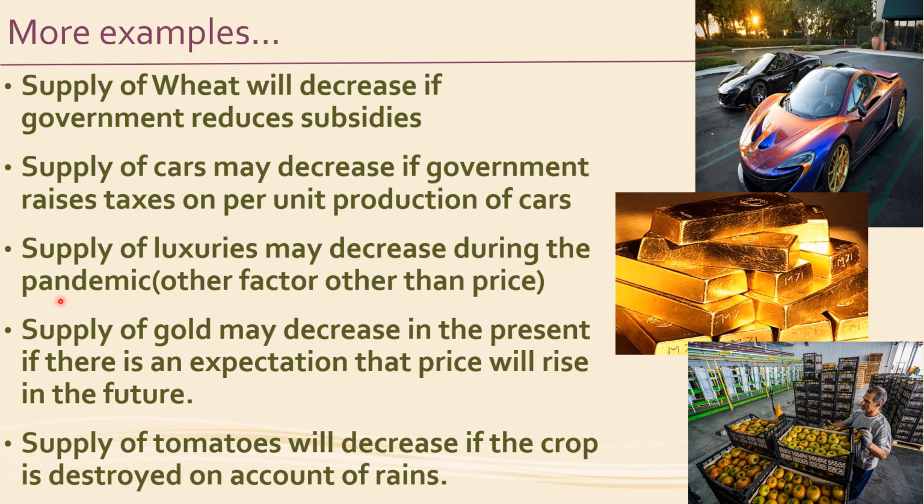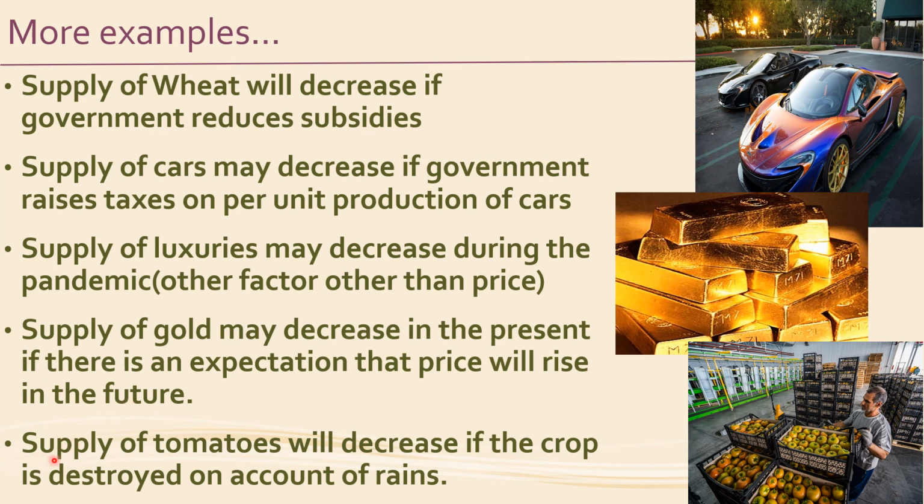Of course, we have not put it as one of the factors affecting supply, but there are many more factors affecting supply. We have taken just 8 of them when we were learning about factors affecting supply. But here you can see that there are many other factors other than price which could also affect supply. The supply of gold may decrease in the present if there is an expectation that price will rise in the future. So suppliers are less willing to supply more now because they know that the price of gold is expected to rise in the future. So they will supply more when the price rises in the future. But now at the existing price, they are less willing to supply more. In fact, they will supply less at the existing price.